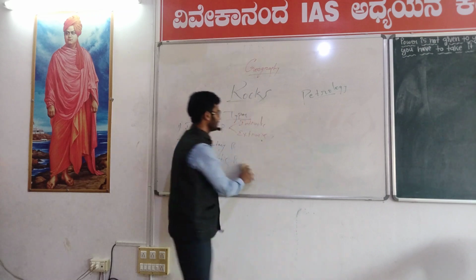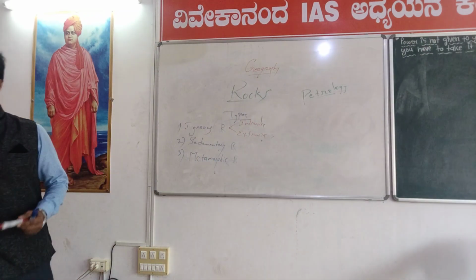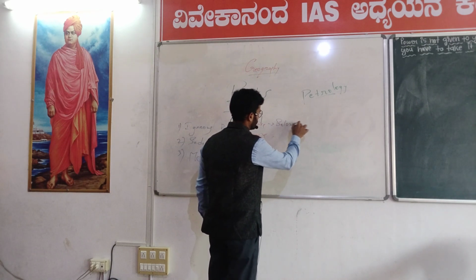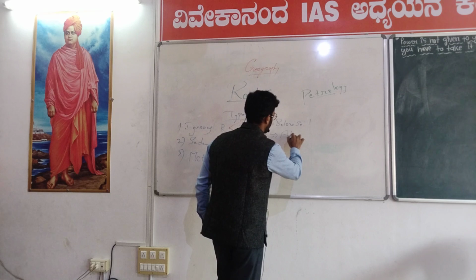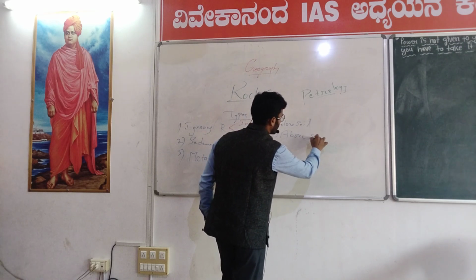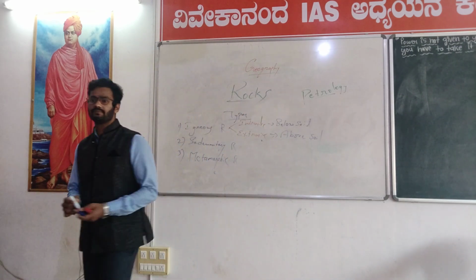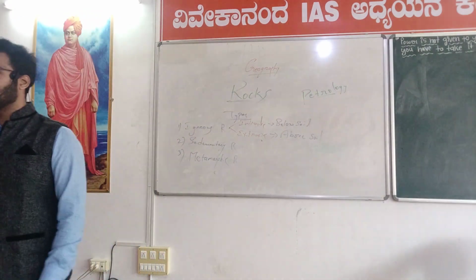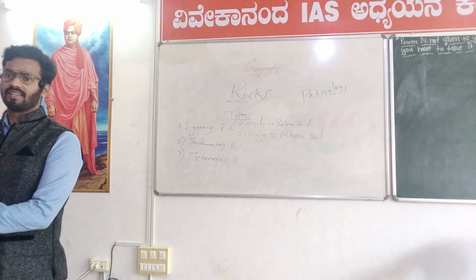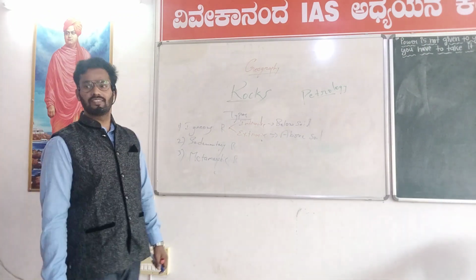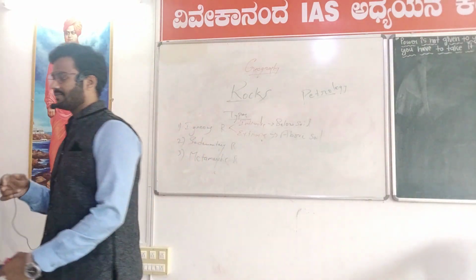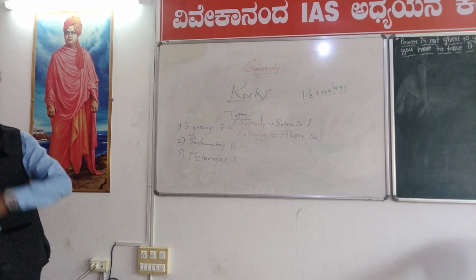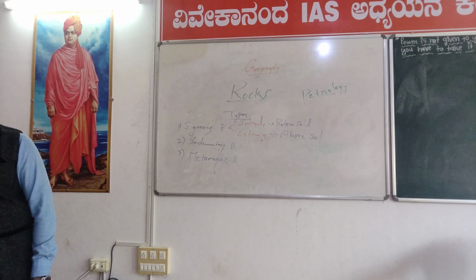Name the intrusive rocks: sill, dike, laccolith, batholith. These are the intrusive rocks. Extrusive means something on the surface of the earth, above the surface of the earth.